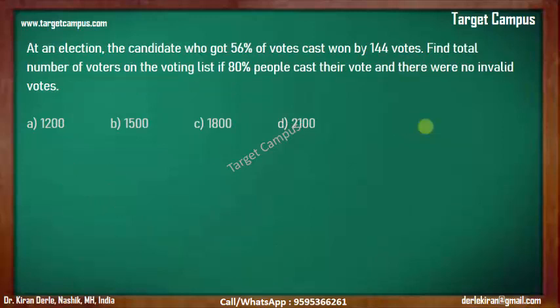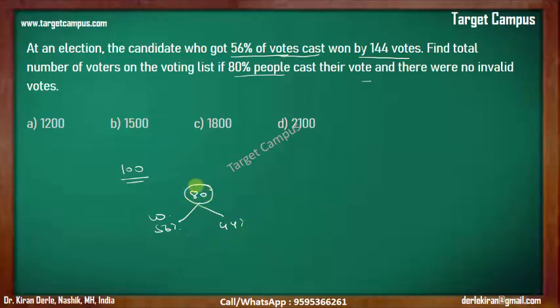So practice this. At an election, the candidate who got 56% of the votes cast won by 144 votes. Find the total number of voters in the voting list if 80% of the people cast their vote and there were no invalid votes. So if there are 100 voters, only 80% have cast their votes, out of which the winner got 56%. So the remainder must have got 44%, right?